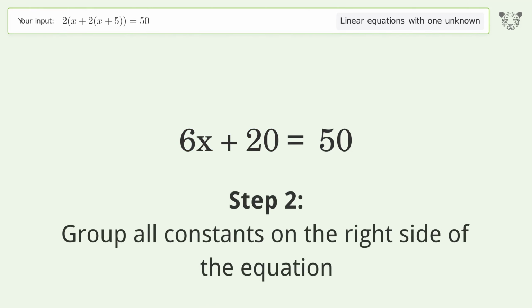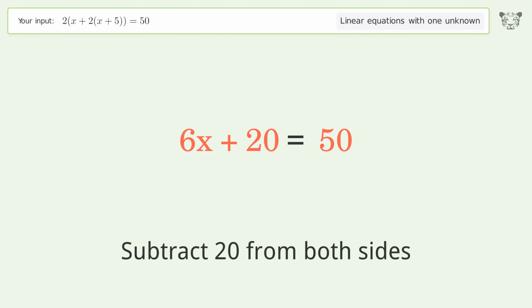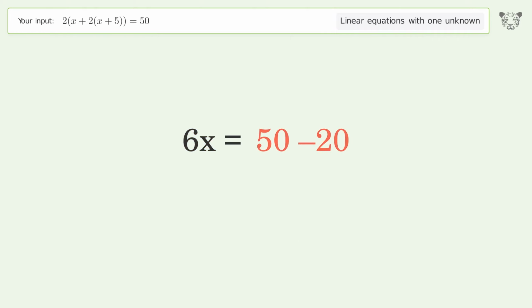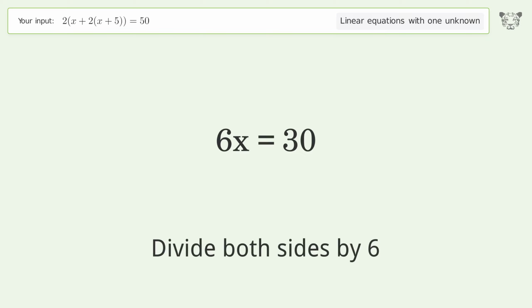Group all constants on the right side of the equation. Subtract 20 from both sides. Simplify the arithmetic. Isolate the x. Divide both sides by 6.